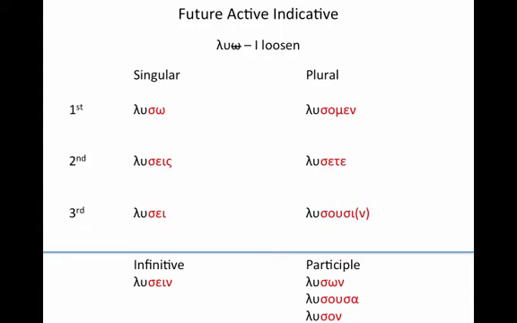And even with the infinitive and the participle, this works. So lusein, to be about to loosen, is your infinitive. Your participles, luson, lusousa, and luson, using the same endings, third declension, first short alpha, third declension, right?